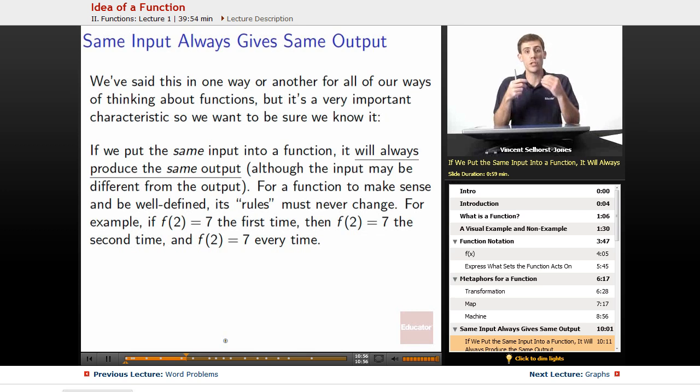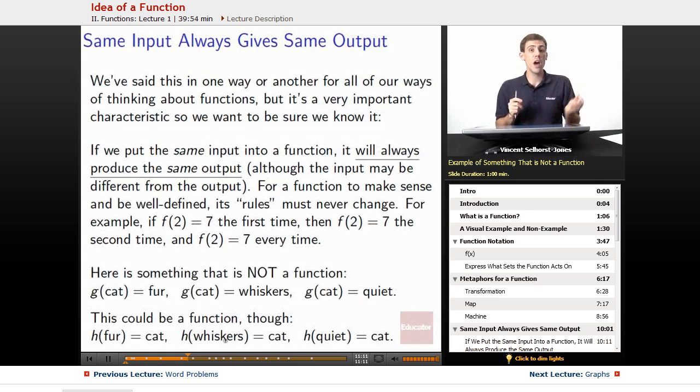Your rules don't change when you are going on the same thing. You work on everything, you work on one element the same way each time. You always map it, you always transform it, you always assign it to the same place.